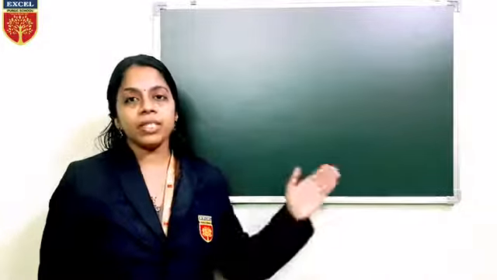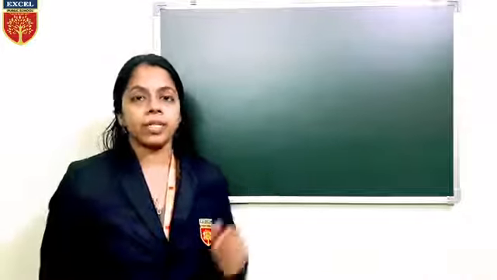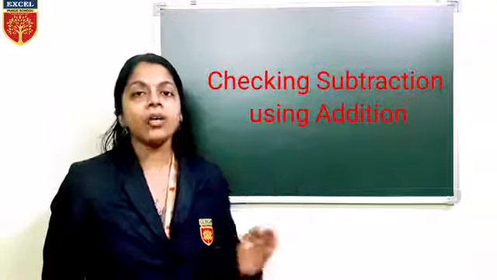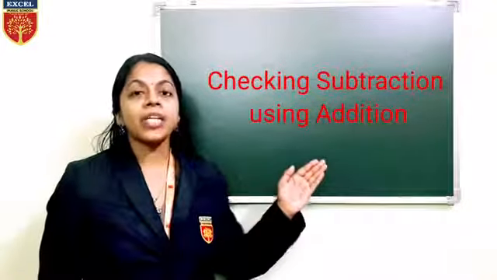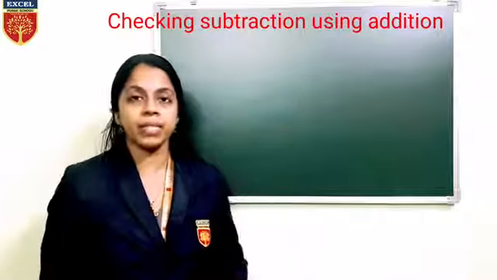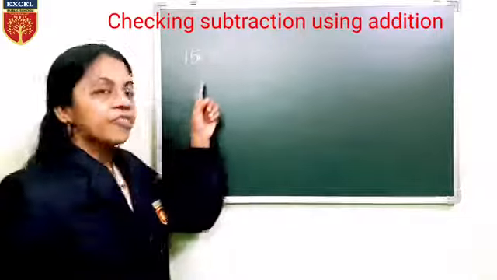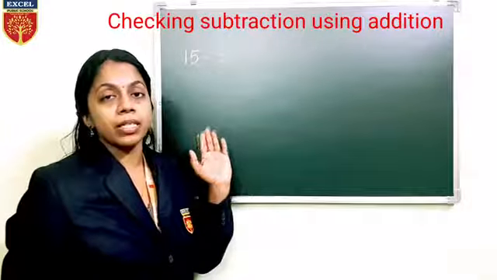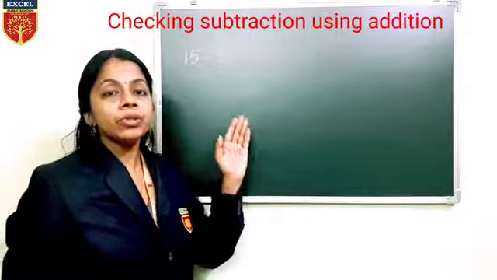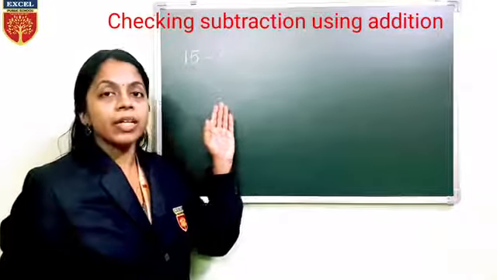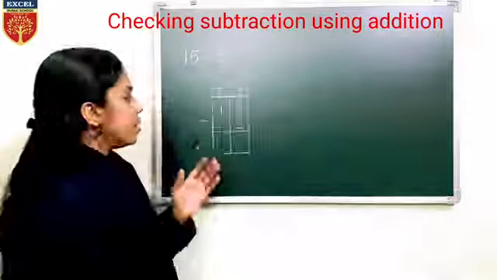Let's move to the first part of this chapter. Checking subtraction using addition. How to check the subtraction answers using addition. Let's see some examples. First one is 15 minus 3. First we need to subtract. I'll teach you how to check whether the answer of this subtraction is correct or not.